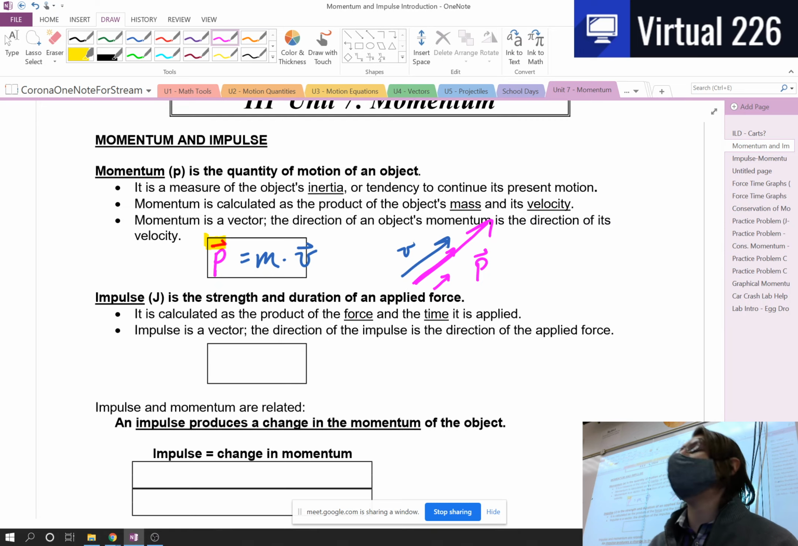Now, something that we haven't talked much about is the idea of how to get an object moving. When we were in kinematics, we were talking about projectile motion. We just said an object has a velocity. It just has it. Don't worry about how it got it. Now, we're going to concern ourselves with how objects gain a velocity.